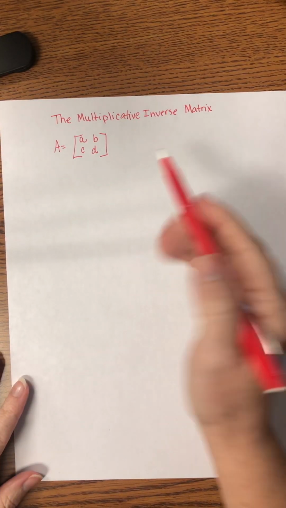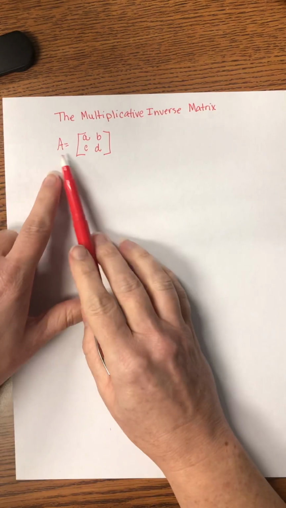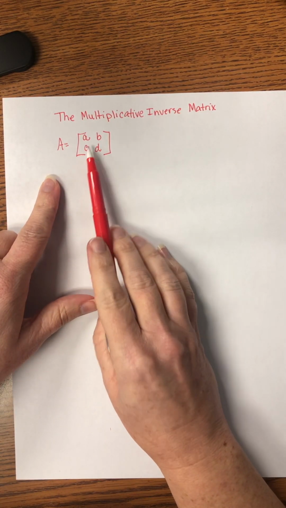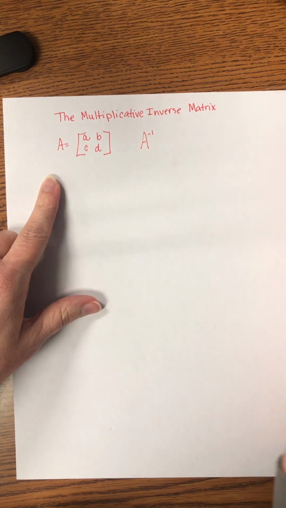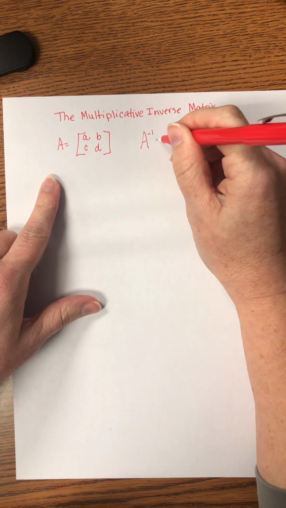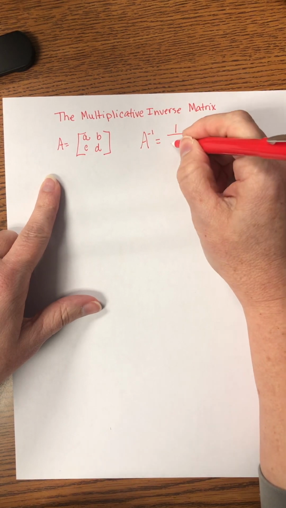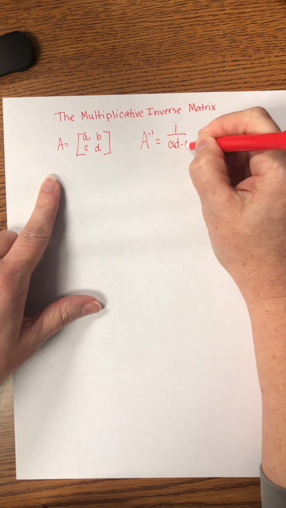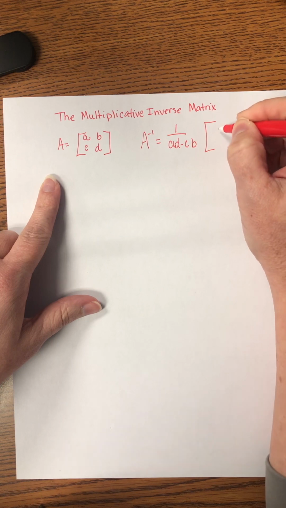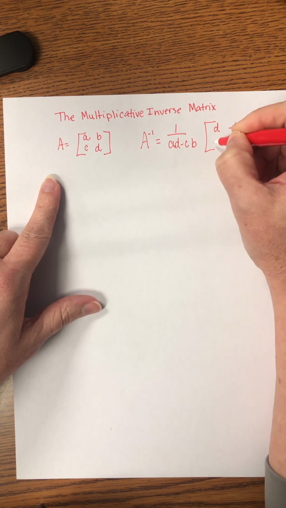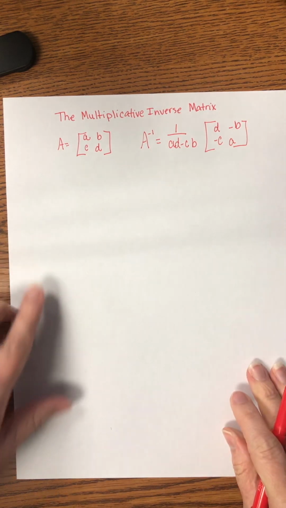Okay, so today in class we found the multiplicative inverse matrix. So if you have matrix A, which is a 2 by 2, A, B, C, D, and you want to find the inverse of matrix A, what you have to do is find the reciprocal function, and multiply it to a modified matrix. Okay, so this is going to be our pattern.